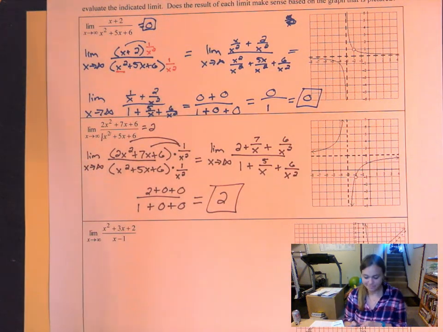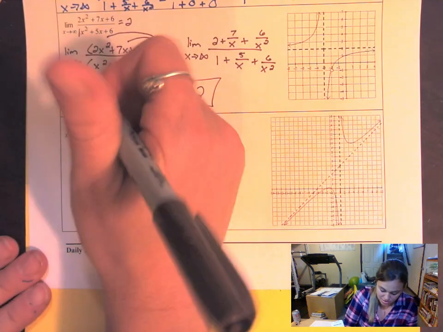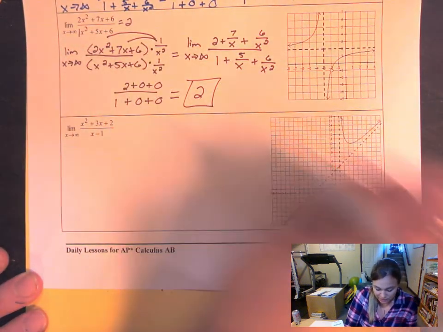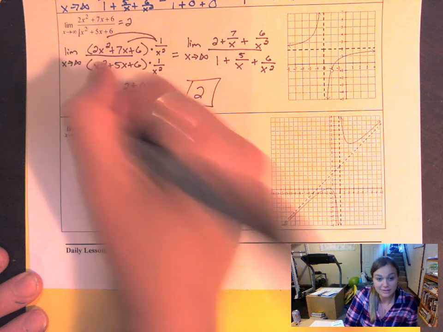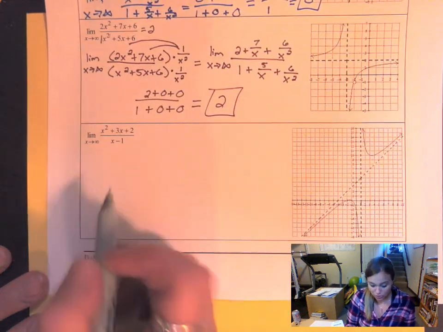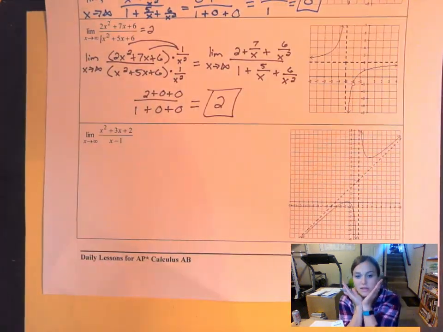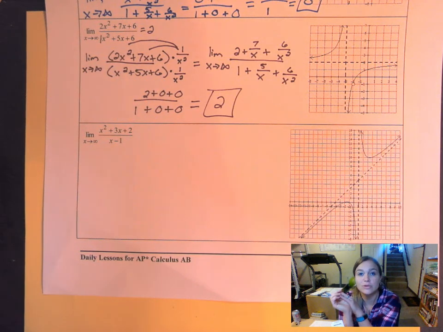Ta-da! We did it! Okay, another one. In this one, the limit as x approaches infinity, I can say that the degree in the numerator is greater than the degree in the denominator. So let's think about this. If the degree in the denominator was greater than the degree in the numerator, we get 0. If they were the same, it would be the ratio of the coefficients. But what happens if the degree in the numerator is greater than the degree in the denominator? What do you think?